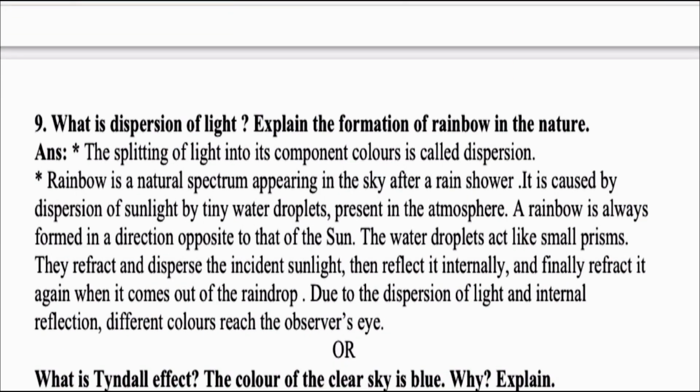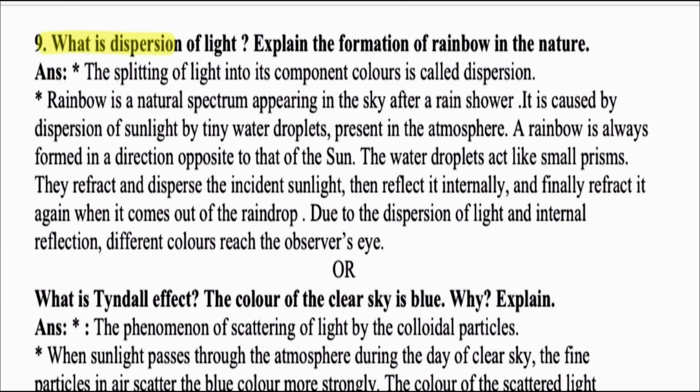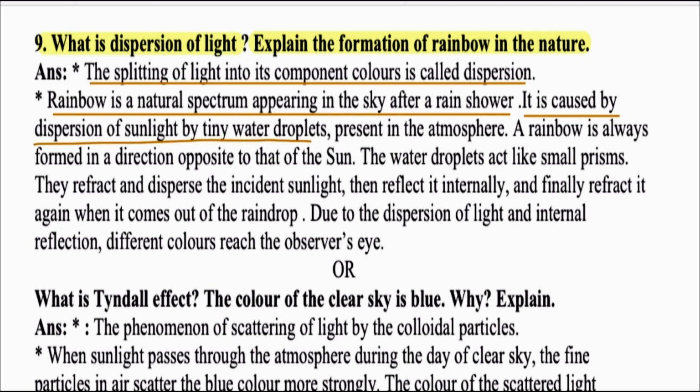Next, question number 9. What is dispersion of light? Explain the formation of rainbow in nature. The splitting of light into its component colors is called dispersion. Rainbow is a natural spectrum appearing in the sky after a rain shower. It is caused by dispersion of sunlight by tiny water droplets present in the atmosphere. A rainbow is always formed in a direction opposite to the sun.